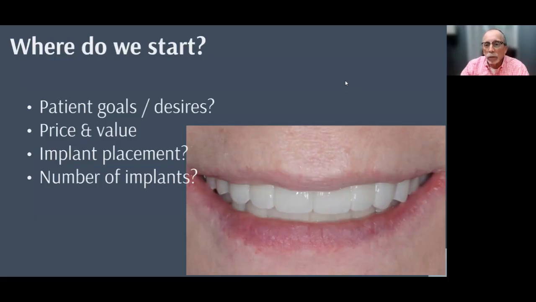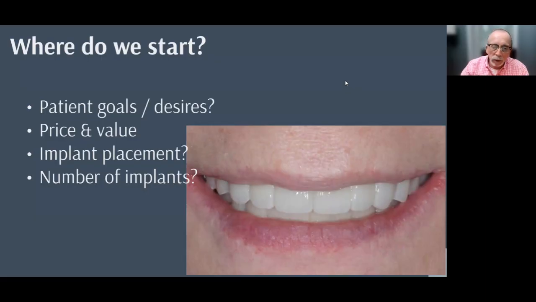Imagine this one though. If it's an 80-year-old grandmother, and she says, I really don't mind my denture. I just wish it was a little more stable. I wish it stayed in better, didn't move around as much. And she's 80 and all she really wants is stability. I mean, that's a locator conversation, right? That's a Dolder bar or locator conversation. That's just 2 implants and 2 abutments. We could even retrofit our existing denture to do that.